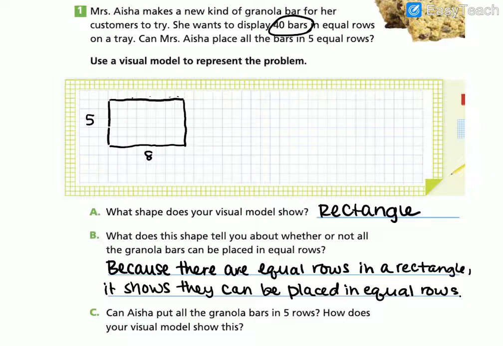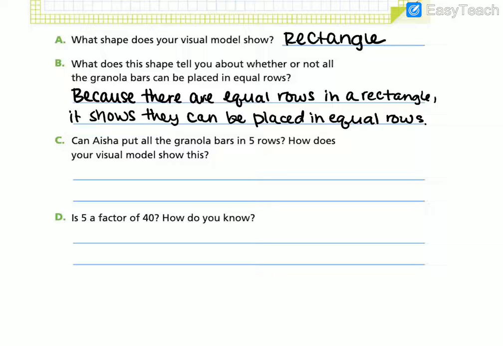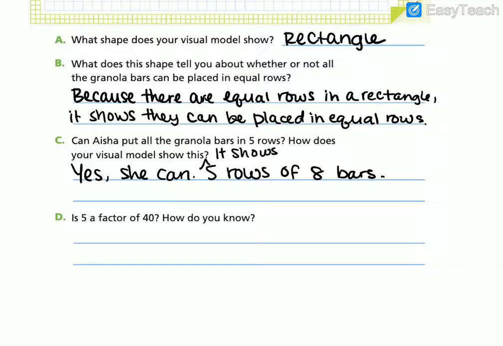Letter C is going to ask us basically to justify that. Can Aisha put all the granola bars in 5 rows? How does your visual model show this? So yes, she can. And how does our visual model show that? It shows 5 rows of 8 bars.